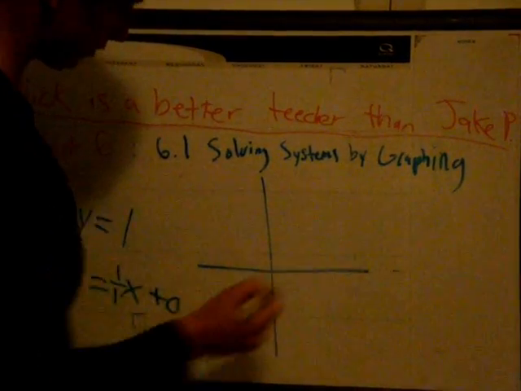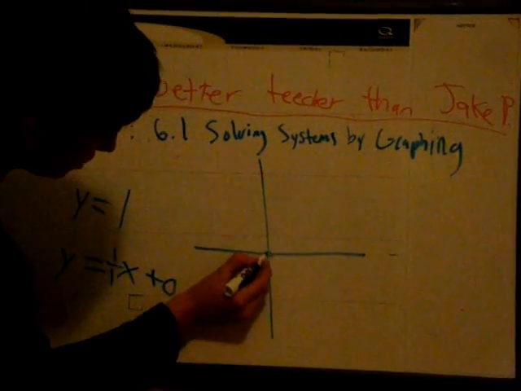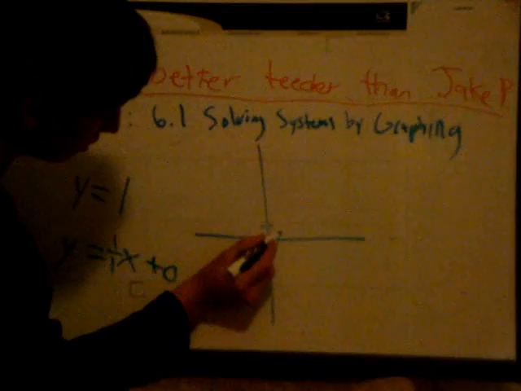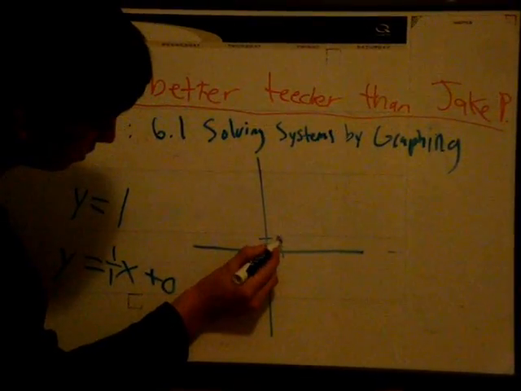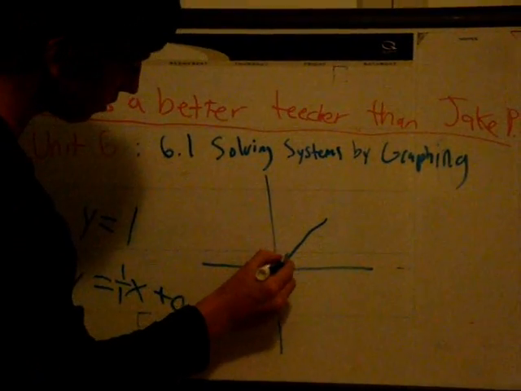So here's our graph. Let's do this one first. The y-intercept is 0, so that's our first point right there. And then we're just going to go up 1 over 1. Okay, so there's our first line.